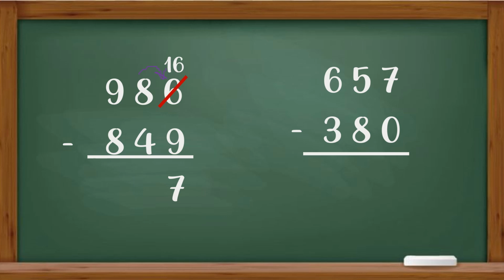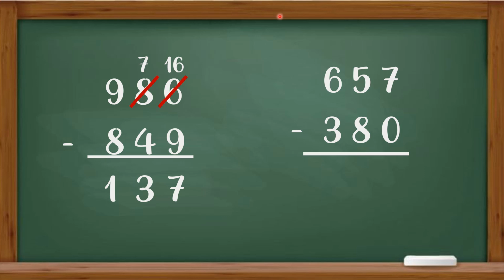Next, since we have borrowed from 8, we need to subtract 1 from the number 8. So 8 minus 1 is equals to 7. First we will cut 8 and then write 7. So 7 minus 4 is equals to 3. Next we have 9 minus 8, which is equals to 1. I hope you all have got it correct. So it will be 137.